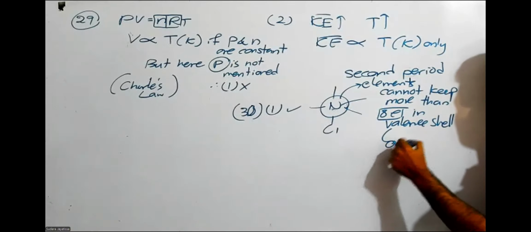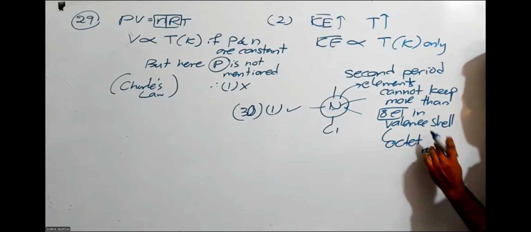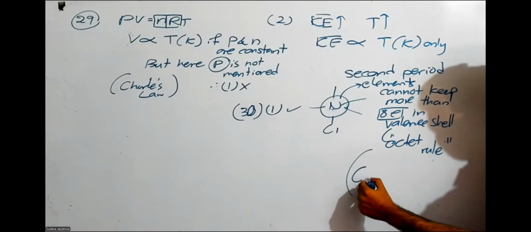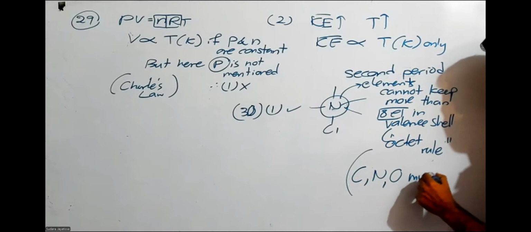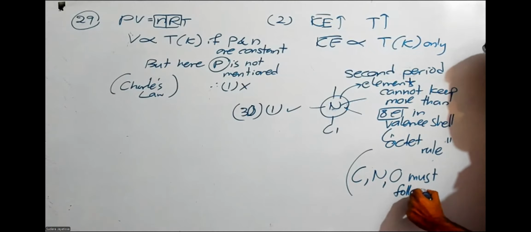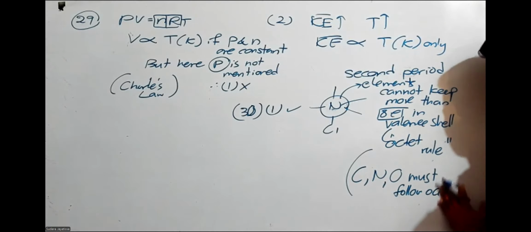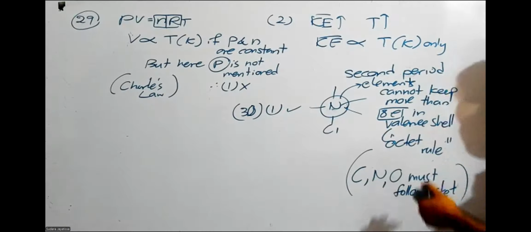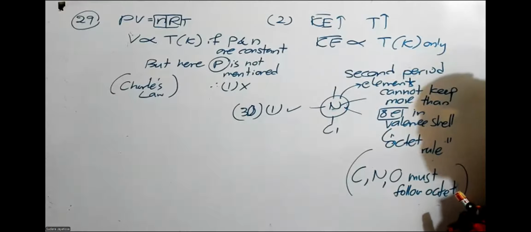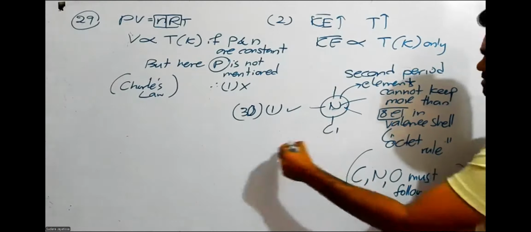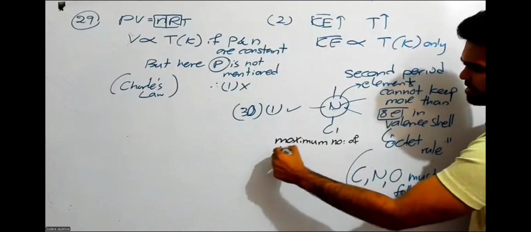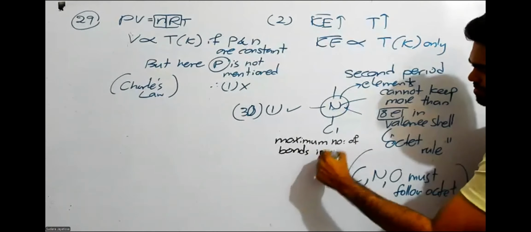So this is called the octet rule, a very famous rule once we draw Lewis structures, remember. And in other words, remember this point, CNO, carbon, nitrogen, oxygen must follow the octet. We use this theory point when we are drawing resonance structures. So these are actually derivations of this main theory. Second period elements can't keep more than 8 electrons, so the maximum number of bonds is 4.